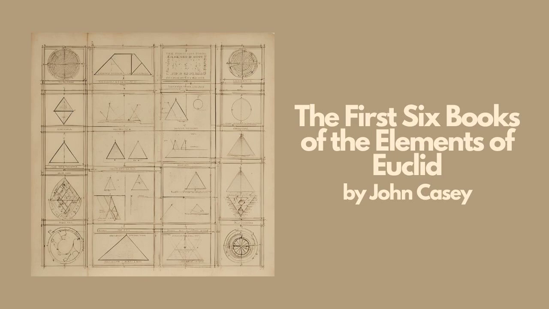Proposition 3. A theorem. 1. If a line, AB, passing through the center of a circle bisect a chord, CD, which does not pass through the center, it cuts it at right angles. 2. If it cuts it at right angles, it bisects it. Demonstration 1.